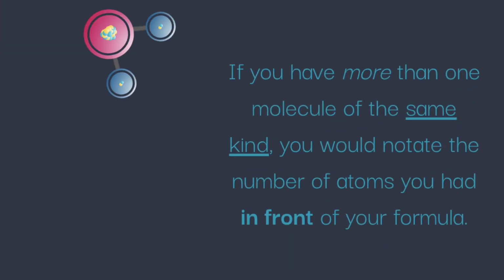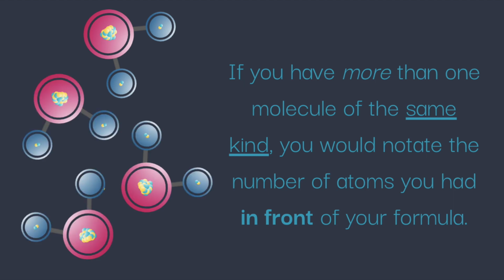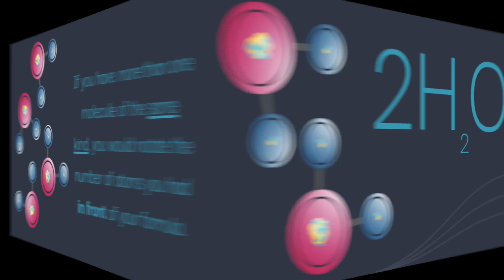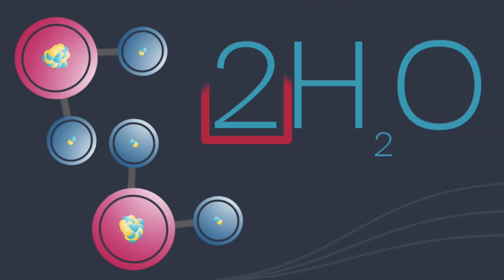If more than one of any particular molecule is present, you would note the number of molecules in front of your formula. You would write two water molecules as 2H2O. Now you have four hydrogen atoms and two oxygen atoms.